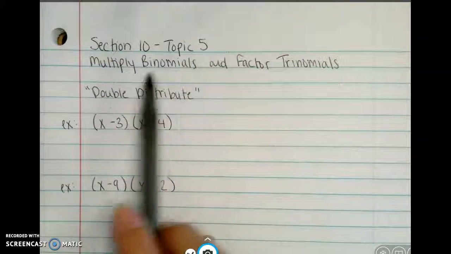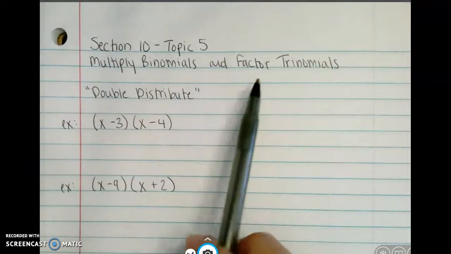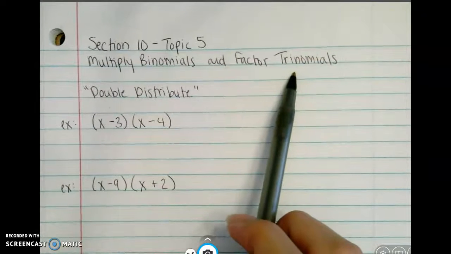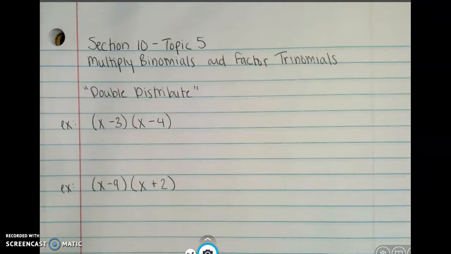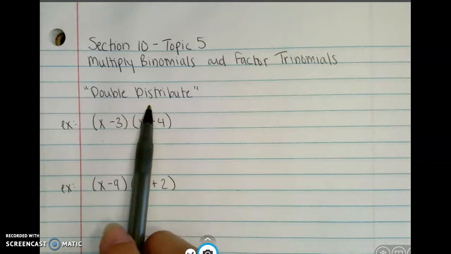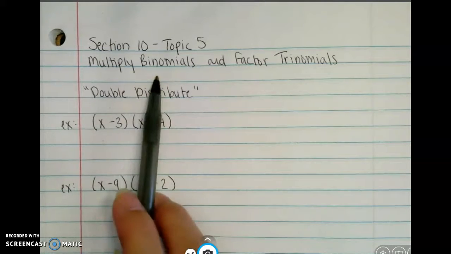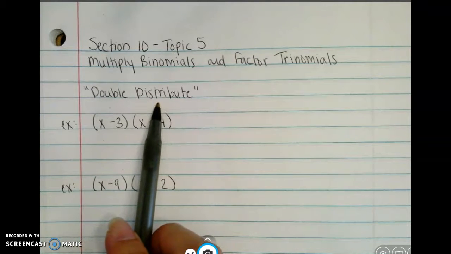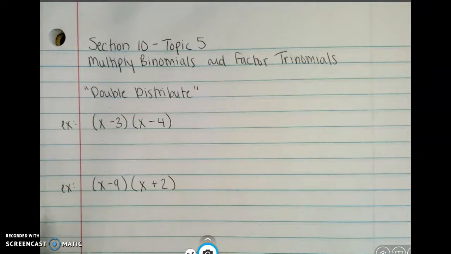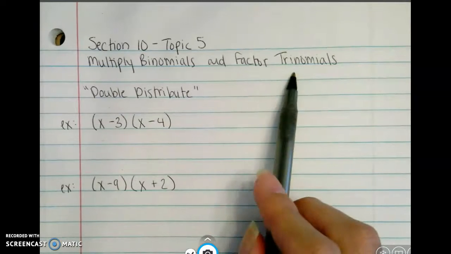In section 10, topic 5, we're looking at multiplying binomials and also factoring trinomials. So again, we've done both of these things throughout the school year, so it is a little review. We are just doing them together in this lesson. The first two problems we're going to look at are multiplying binomials, which during the school year I called double distribute because we're distributing twice. And then in the second two, we're going to factor the trinomials.